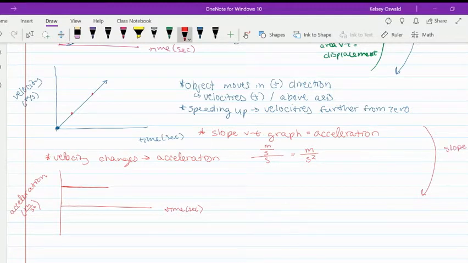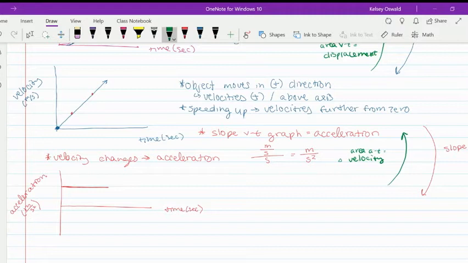Okay? If we did want to go the other way, from acceleration to velocity, here the area of our acceleration time graph would equal our change in velocity. Okay, awesome.